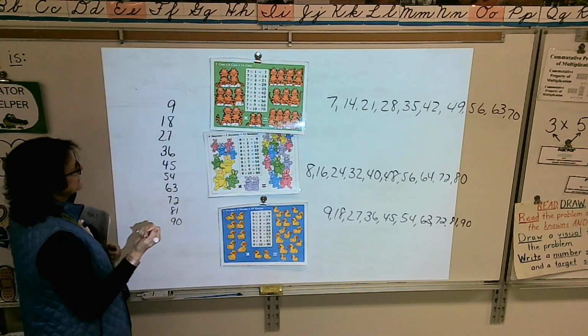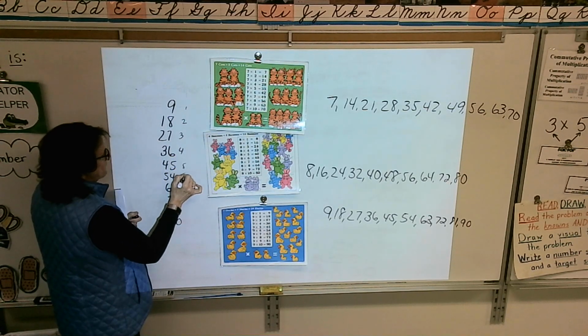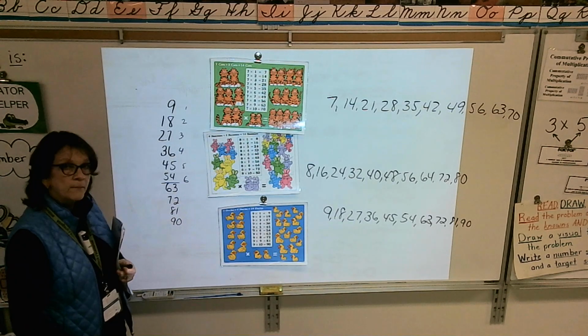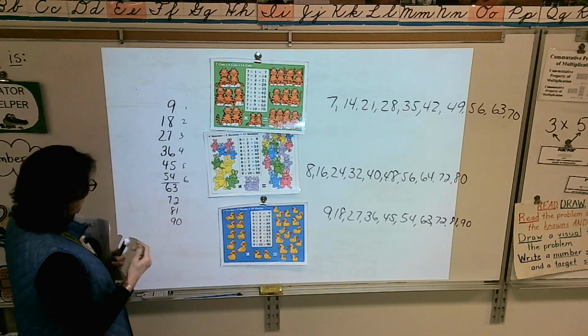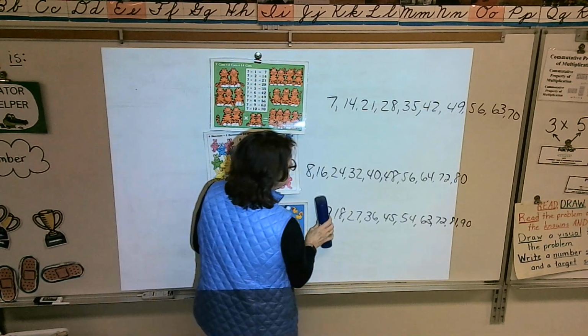So let's just say I had 6 times 9. I would count 1, 2, 3, 4, 5, 6. Once I've written that column and I have all my multiples of 9. Okay? Now we have one other fluency activity and then I'll introduce our application problem.